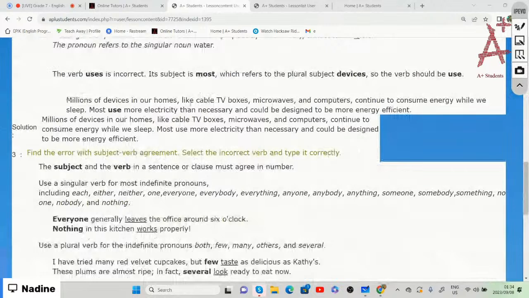Millions of devices in our homes, like cable TV boxes, microphones, microwaves, and computers, continue to consume energy while we sleep. Most use more electricity than necessary, and could be designed to be more energy efficient. So millions of devices in our homes continue to consume energy while we sleep, and most use more electricity than necessary.